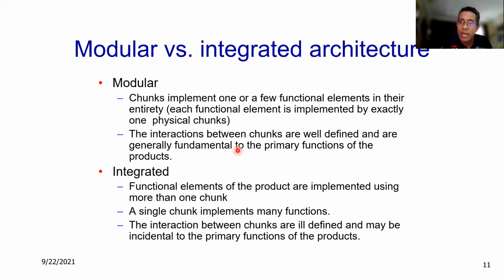So the integral architecture has a functional element of the product implemented using more than one chunk. A single chunk implements many functional elements, like a brake and a gear shifting inside one chunk. So the interactions between chunks are ill-defined and maybe incidental to the primary function of the product.